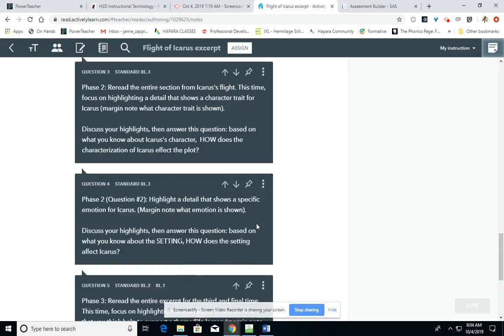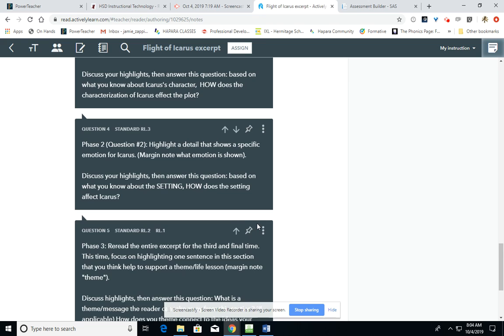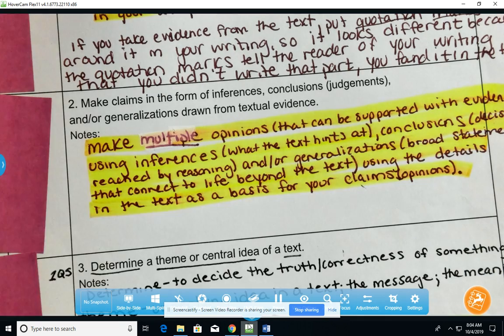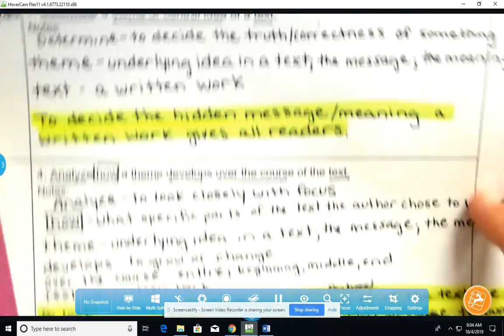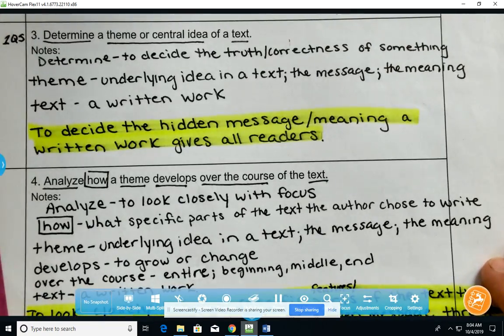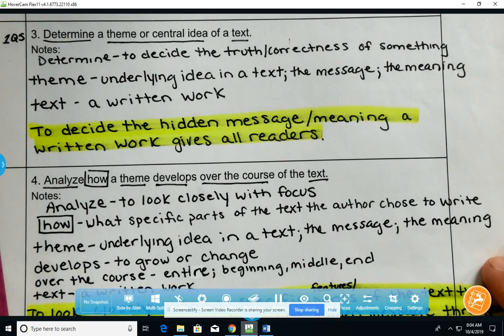That takes us to phase 3 of the reading. Phase 3 of the reading is where we're reading a third and final time, focusing on the why. The why is the big message, the life lesson, the theme. This ties in to learning targets number 3 and number 4: to determine a theme or central idea in the text and to analyze how that theme develops over the course of the text.